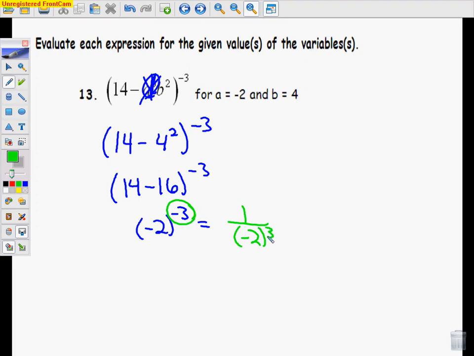Now remember, when you flip something, it is the exponent that changes, not the base. All right? So here, notice we had a negative 2 as the base, and the base was still negative 2. The only thing that changed was the exponent of negative 3. That became positive 3. All right, now let's go ahead and simplify some more. We know that negative 2 to the third power is negative 8. So our answer is negative 1/8.